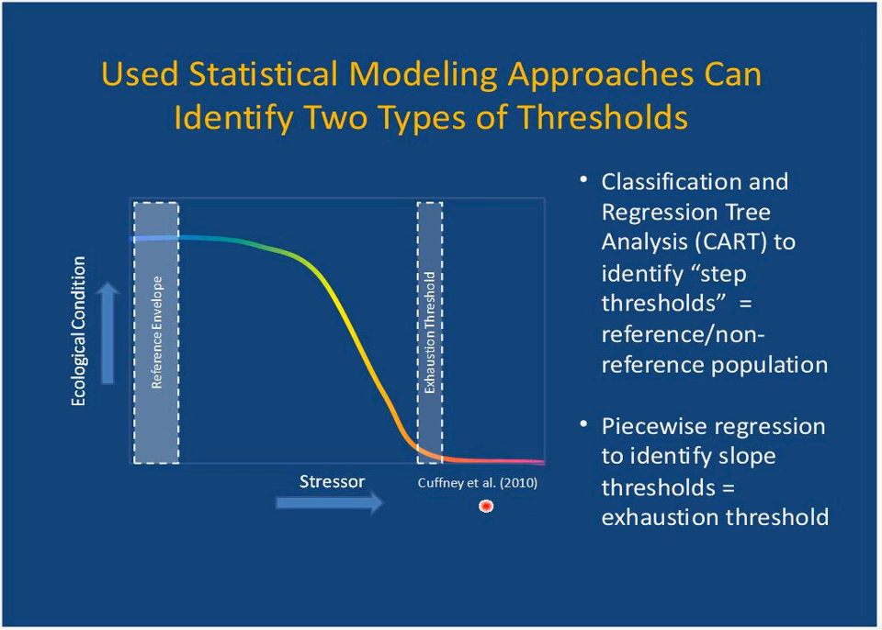A classification and regression tree, CART analysis, to identify step thresholds, essentially can help us identify what would be considered reference versus non-reference. Secondly, with respect to this exhaustion threshold, she used something called piecewise regression to identify slope thresholds. So what you're doing there is saying, at what point do you get a break in the slope where this essentially bottoms out to zero? Using statistical methods to identify those thresholds and to place confidence intervals around them is really helpful to get at some of the uncertainty.